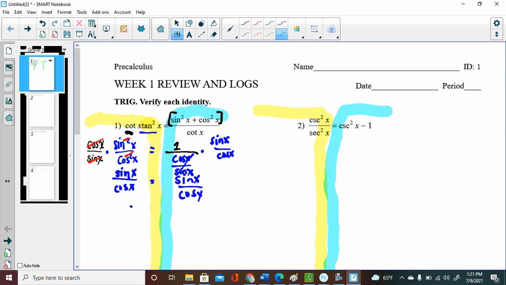So therefore, it's true. This statement is true. I have the same thing on both sides. I worked it out. Period. I'm done. Look at the next one.